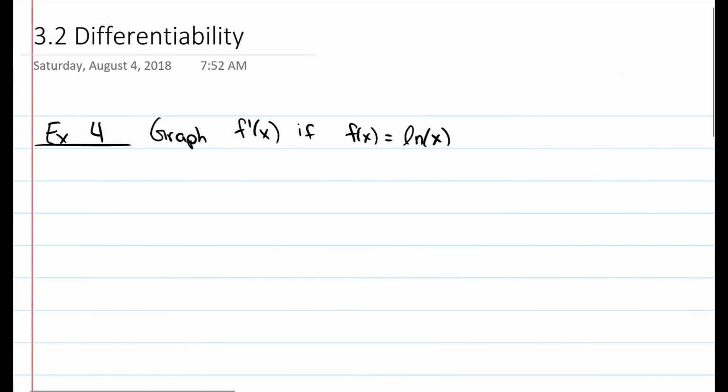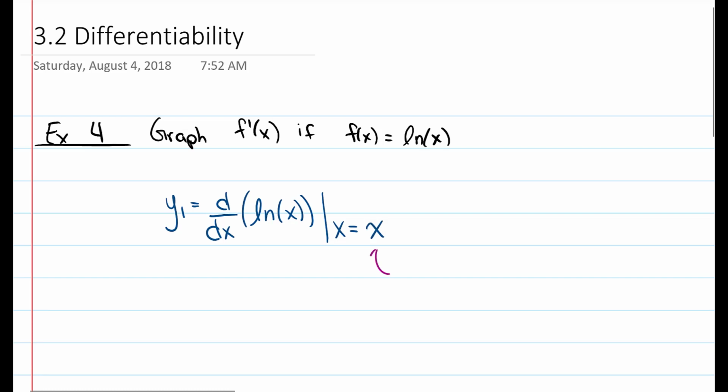In example 4, we're going to look at how to graph the derivative of a function using just your calculator. So we want to graph f prime of x if f of x is equal to ln of x. So I'm going to show you first how to set it up, and then we'll do it on the calculator. So what we're going to type in is y1 is equal to d dx of ln of x, and then when x is equal to x.